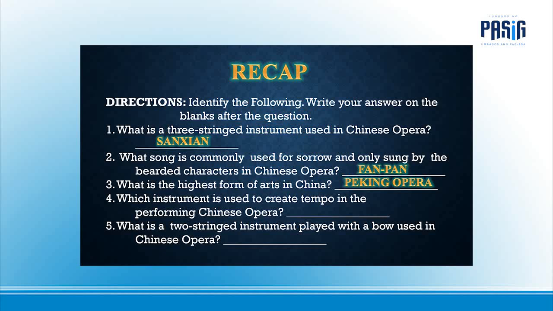Number 4. Which instrument is used to create tempo in performing Chinese opera? And the answer is tanpiko. Number 5. What is a 2-string instrument played with a bow used in Chinese opera? And the answer is jinghu.